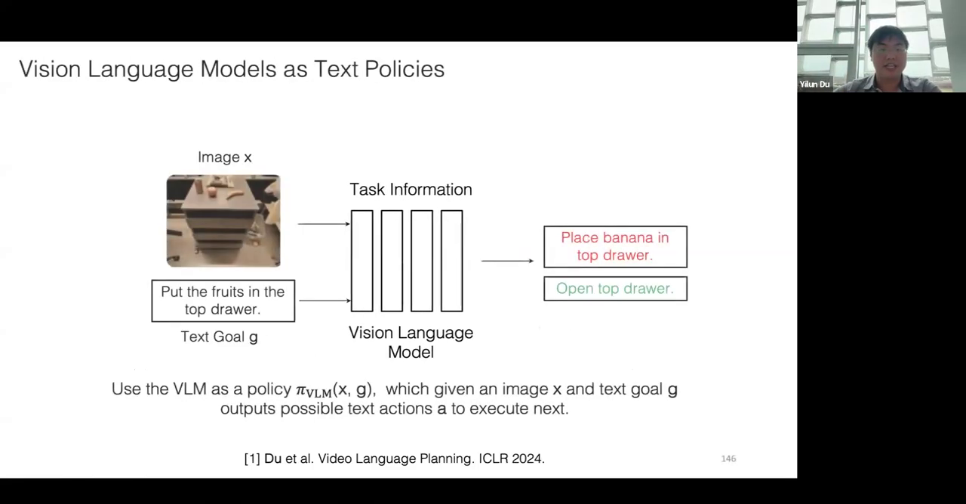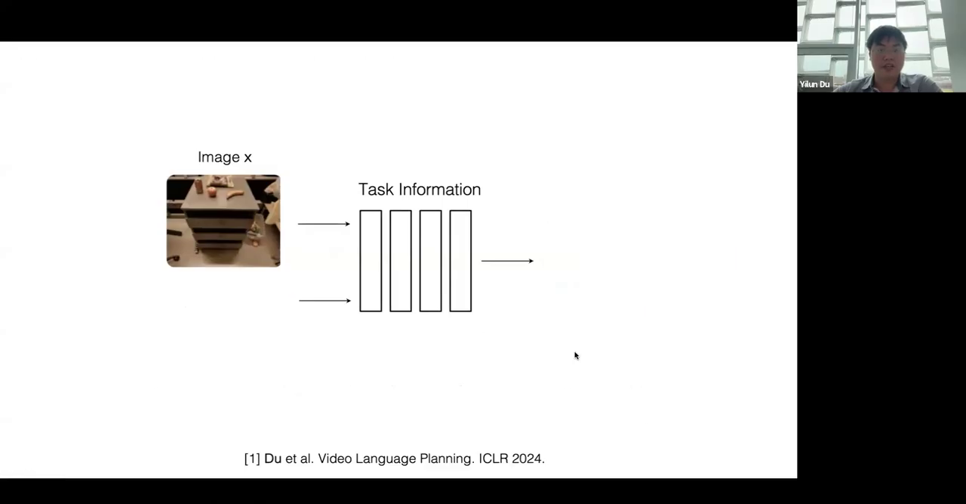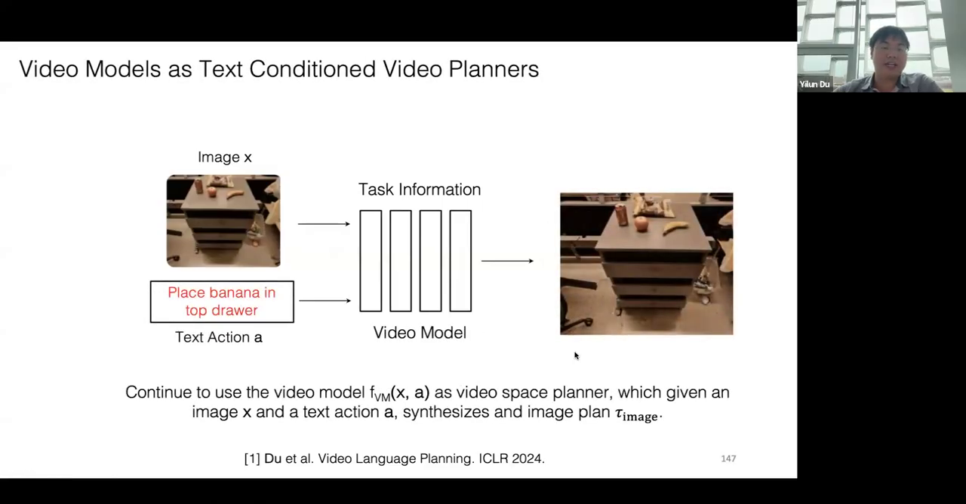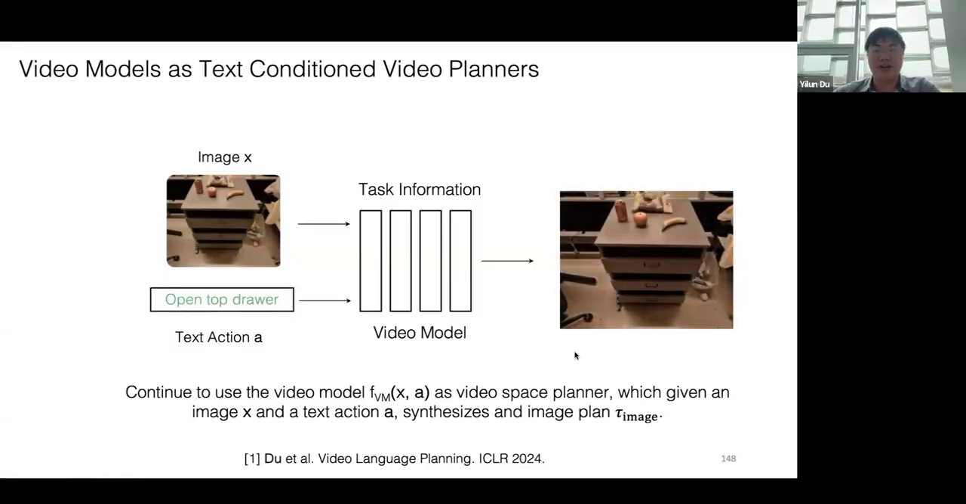So this is what it kind of looks like. Now you have a goal, let's say put the fruits in the top drawer, and you have this corresponding image here. And now the vision language model will generate two possible instructions: either place the banana on the top drawer or open the top drawer. Now, given each of these instructions, the video model will take the image as well as the text plan, and it will synthesize each of these videos. So here's place the banana on the top drawer, and here's open the top drawer. You can see that the video model is able to imagine each of these settings.